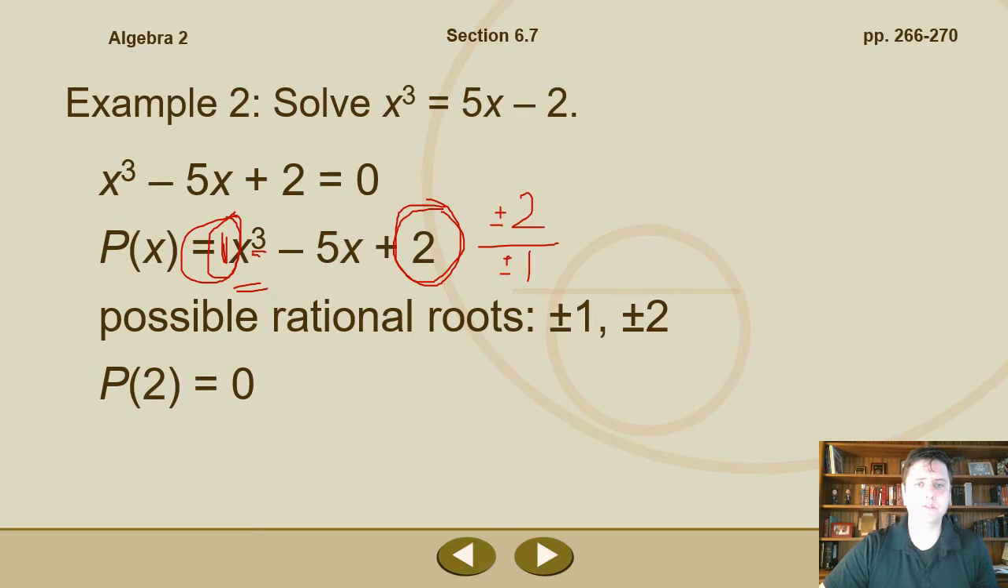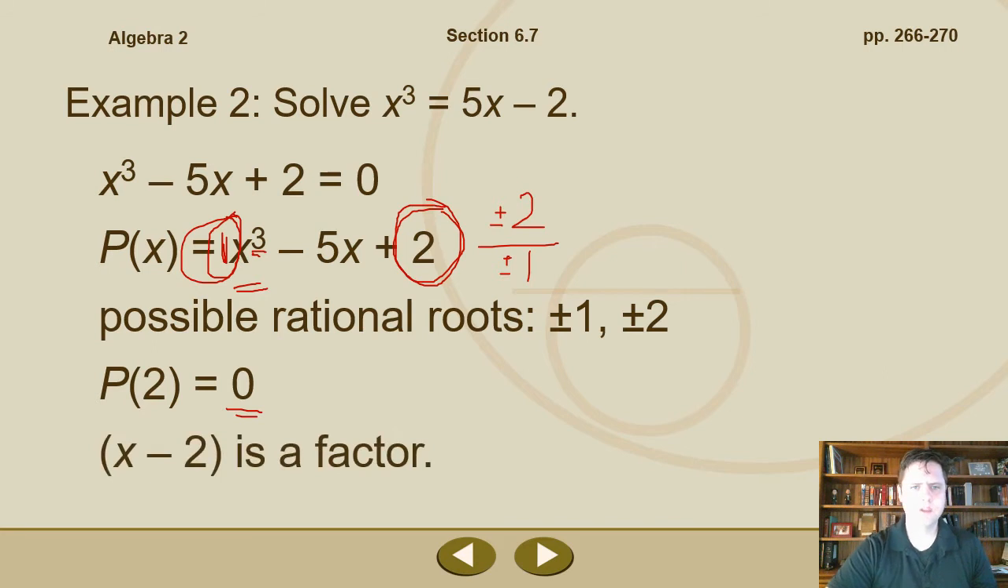So let's try out 2. If we put 2 into this polynomial, we get 2 times 2 times 2 is 8. 8 minus 2 times 5, which is 10. So 8 minus 10 is negative 2. Plus 2 is 0. So since we got a 0 there, remember, we know that 2 is a root of this equation. So x minus 2 has to be a factor.